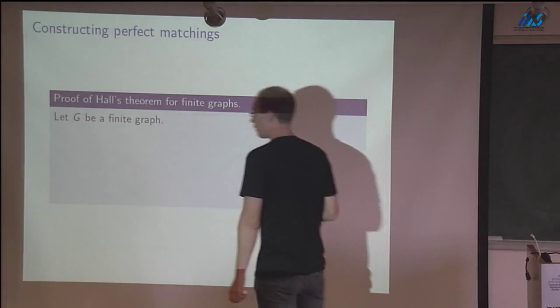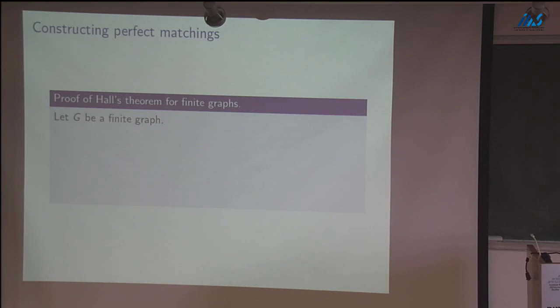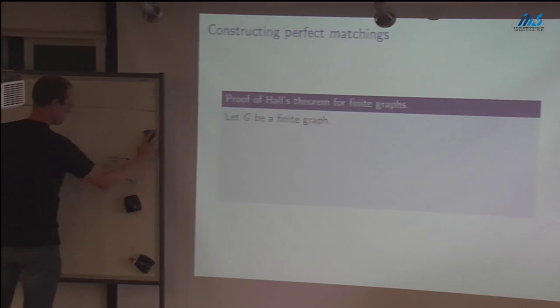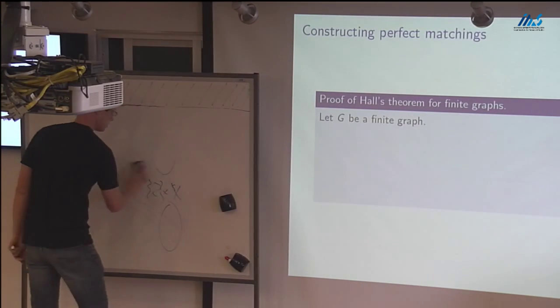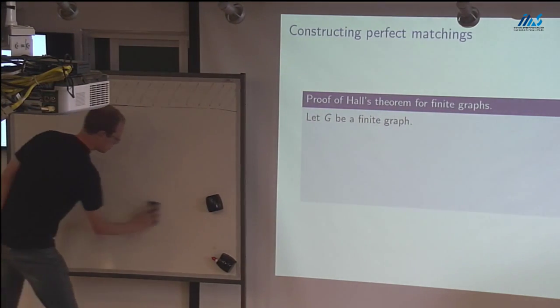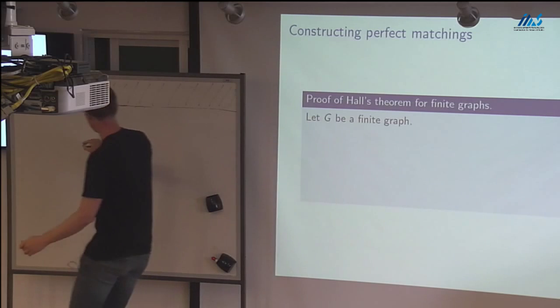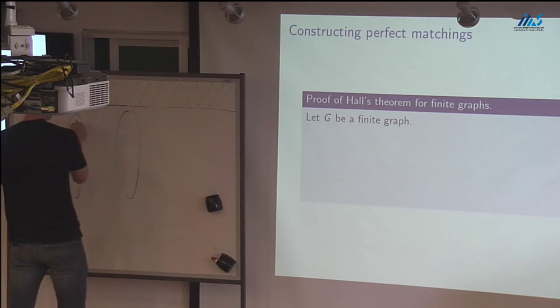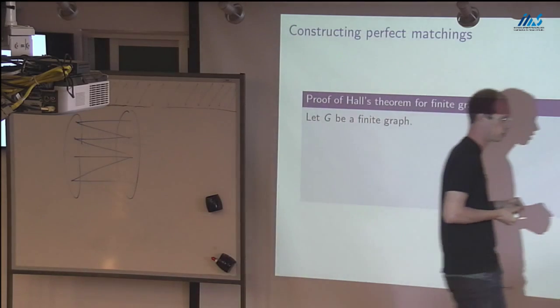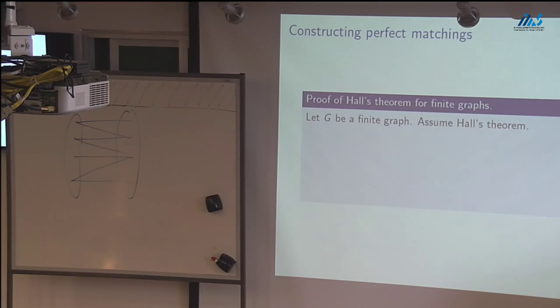So let G be a finite graph. Suppose it satisfies Hall's condition. And I want to construct a matching. So, of course, for me, wanting to generalize this, what's important is figuring out some construction that works. Here's an example of a finite graph that satisfies Hall's condition. And in particular, I don't mind assuming Hall's theorem to prove it, as long as this gives me a nice algorithm for constructing matchings. So assume Hall's theorem is true.